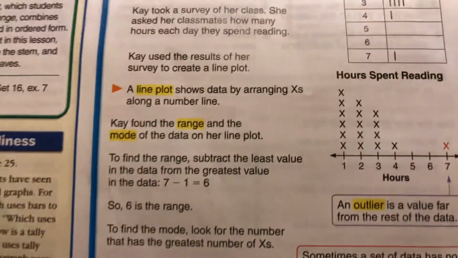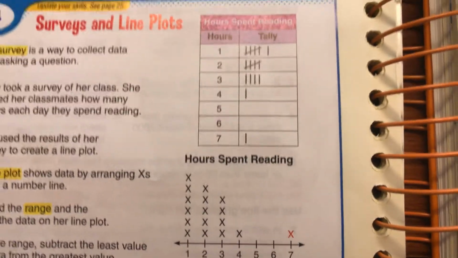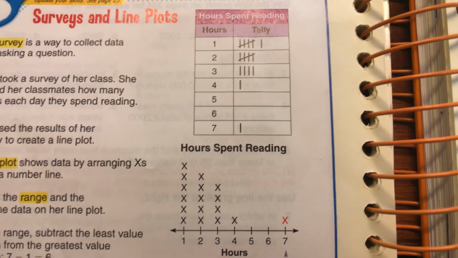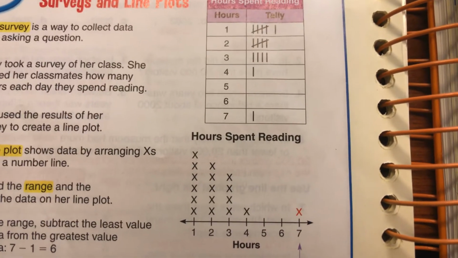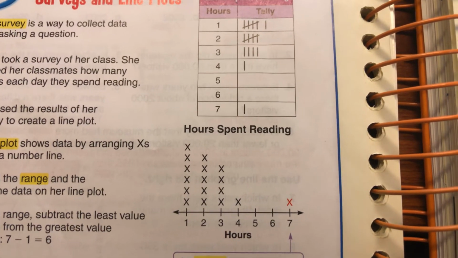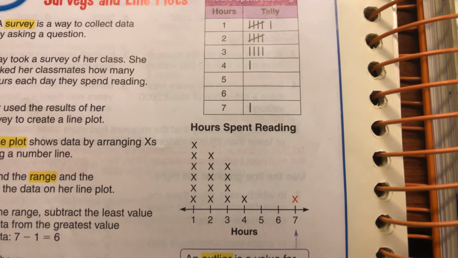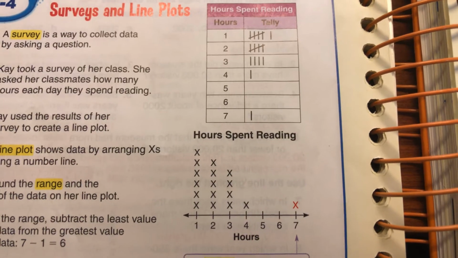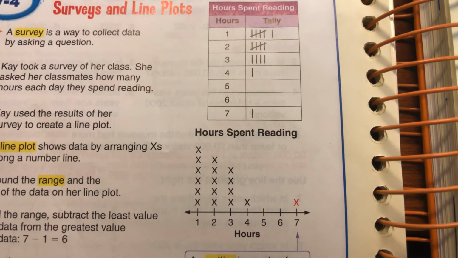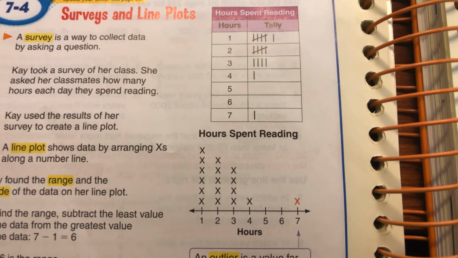All right, so now, using this information in our tally chart and our line plot, I'm going to ask you some questions that I want you to answer in your notebook. So you should have Chapter 7 4, Surveys and Line Plots is the title of the chapter. You should have today's date, and then skip a line and write number 1. And here's the first question I want you to answer. How many students spend 2 hours reading each day?